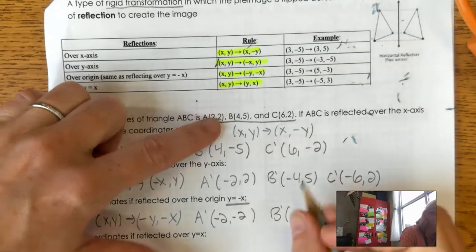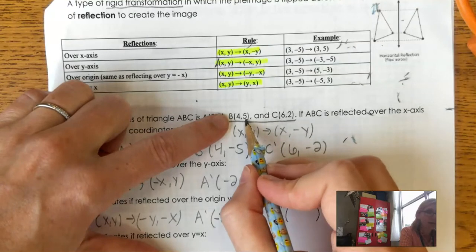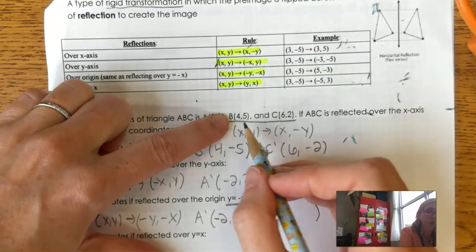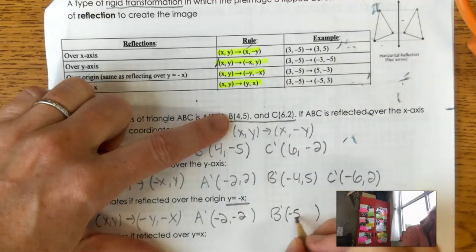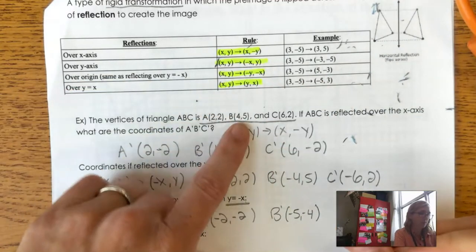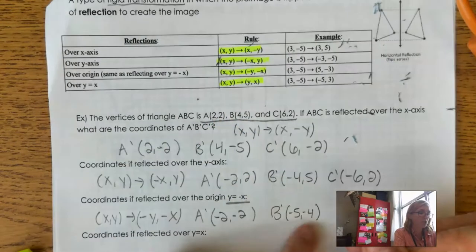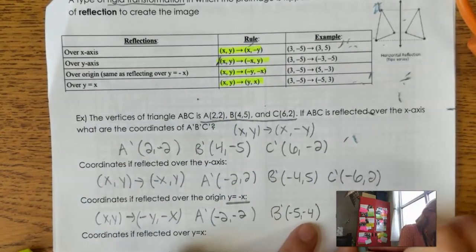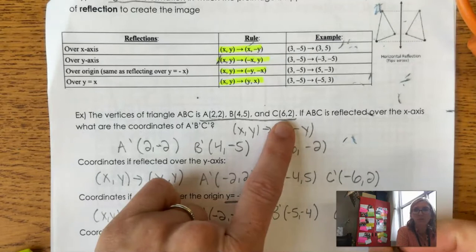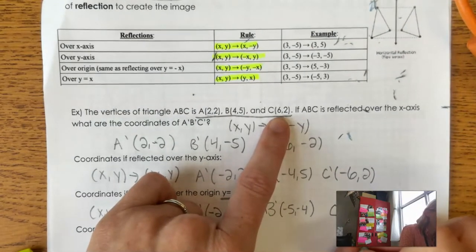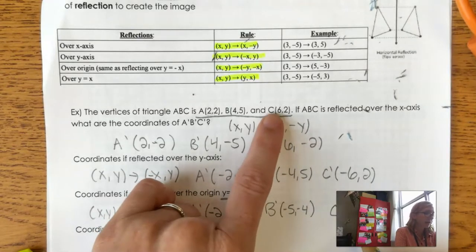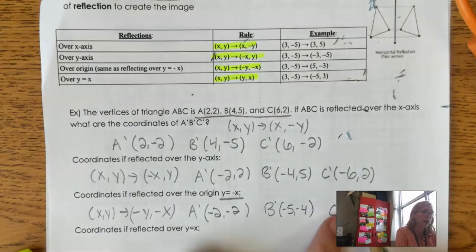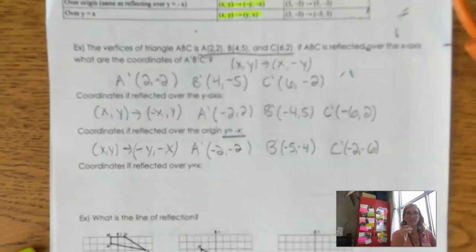Alright, B prime. I have a positive 4 and a positive 5, so I change both of those signs to negative and flip their positions. So now I'm going to have a negative 5, negative 4. You just switch their positions and change both the signs. Same with C prime. Change both the signs and flip their position. The 2 was the y value, now it's the x. The 6 was the x, now it's the y, and they both become negative.